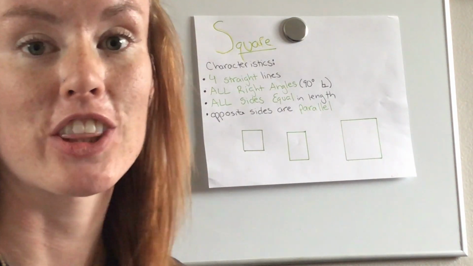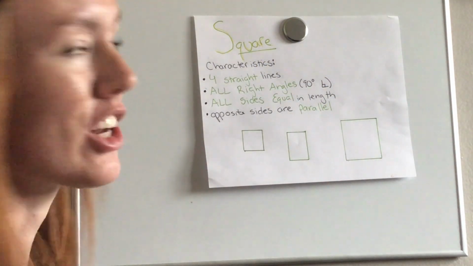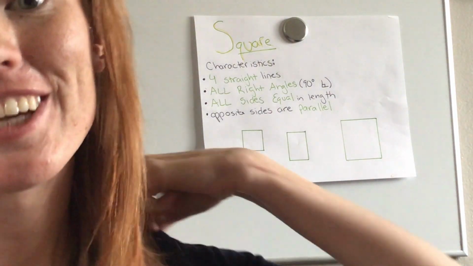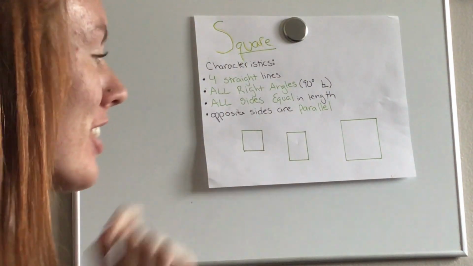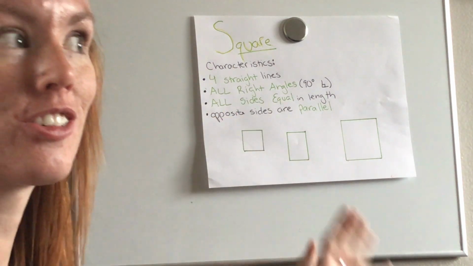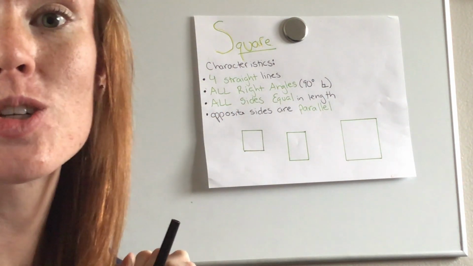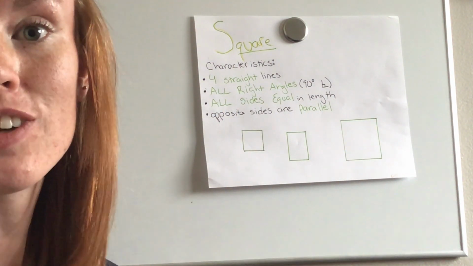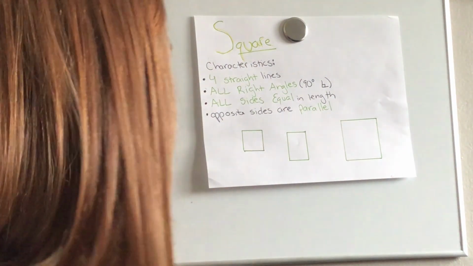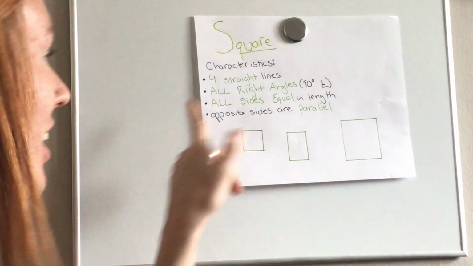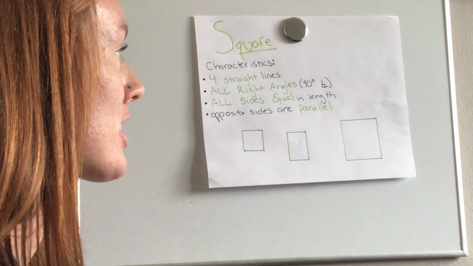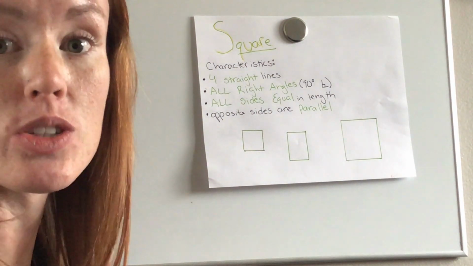The final type of quadrilateral that we're looking at in 5th grade is a square. Now you guys have a lot of familiarity with squares and rectangles, so this should be something very easy for you to relate to and be able to figure out. So there's 4 different characteristics a shape must have in order to be a square.